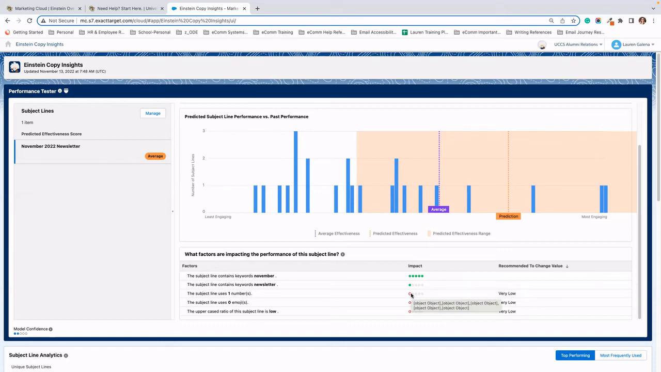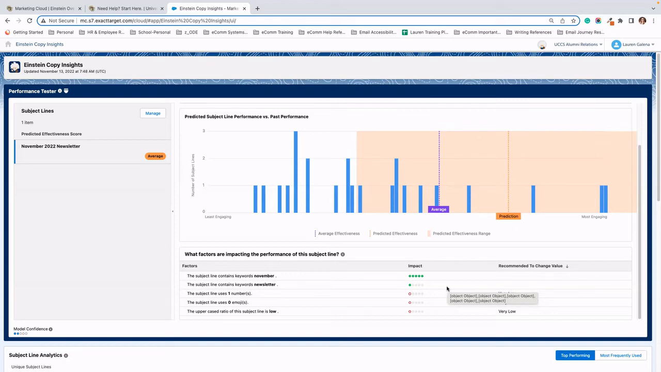Subject line uses a number, subject line uses 0 emojis, and you can see if Einstein's recommending that you make changes based on these impacts, or if the impact is so low that you don't really need to look at making changes to the subject line.